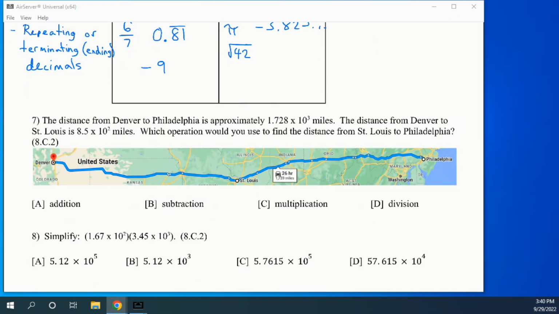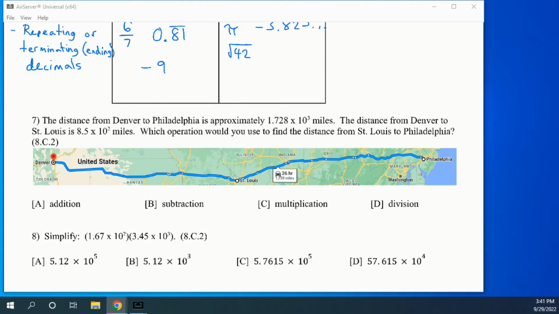Number 7. I think 7 through 14 is what we just covered, the scientific notation, the exponents, things like that. So this should be pretty fresh on everybody's mind. The distance from Denver to Philadelphia is approximately 1.728 times 10 to the third miles. The distance from Denver to St. Louis is 8.5 times 10 squared miles. Which operation would you use to find the distance from St. Louis to Philadelphia?